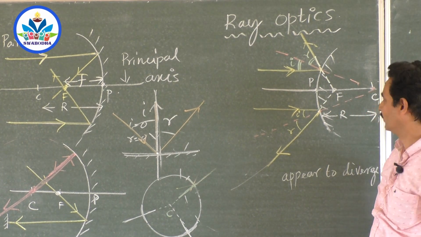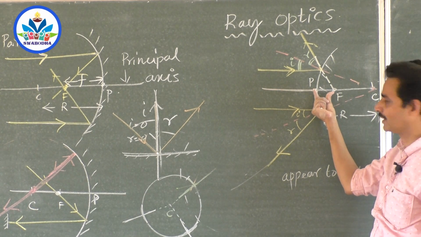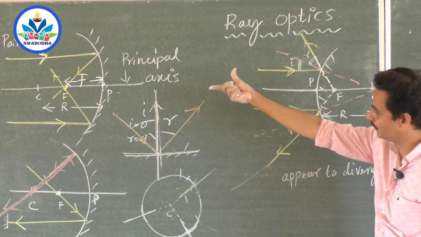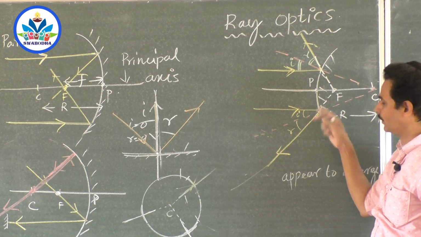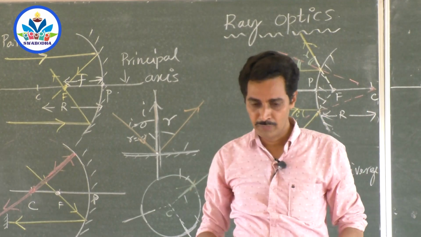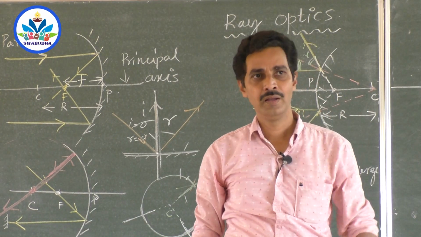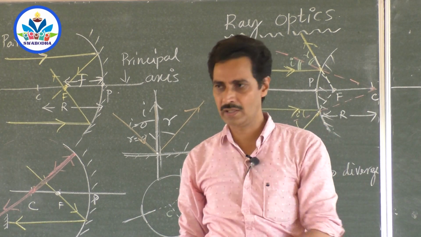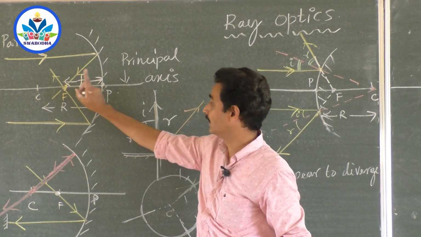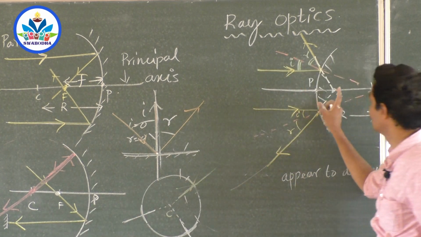Then your normal definition, what is focal length? It is the distance from the pole to the focus, as if we measure here, and everything goes in the same way. So focus is a point where, when paraxial rays are incident on a mirror, after reflection, either they converge or appear to diverge.